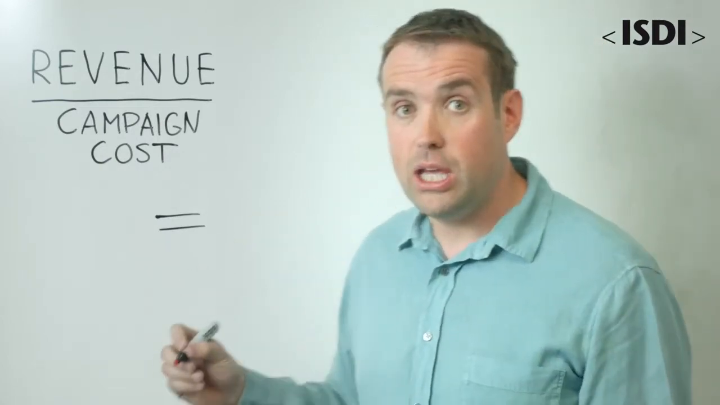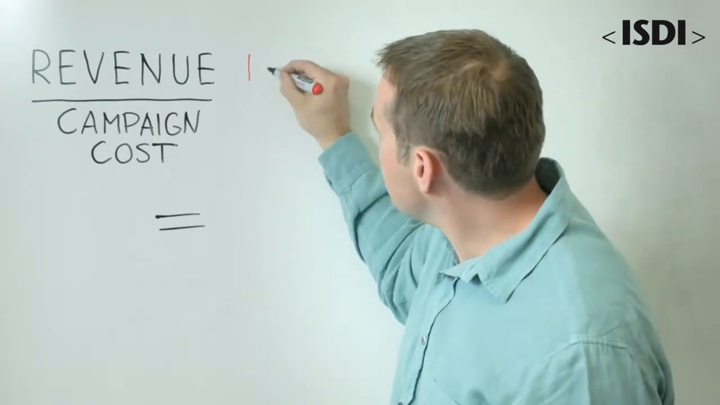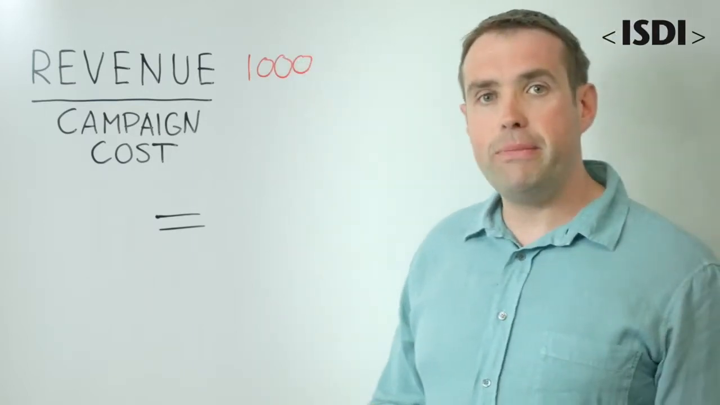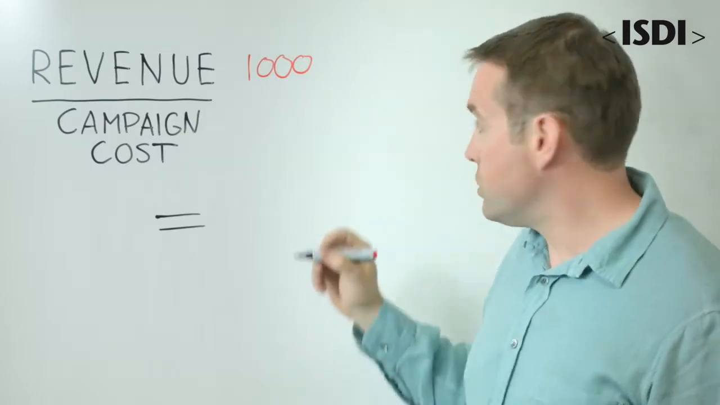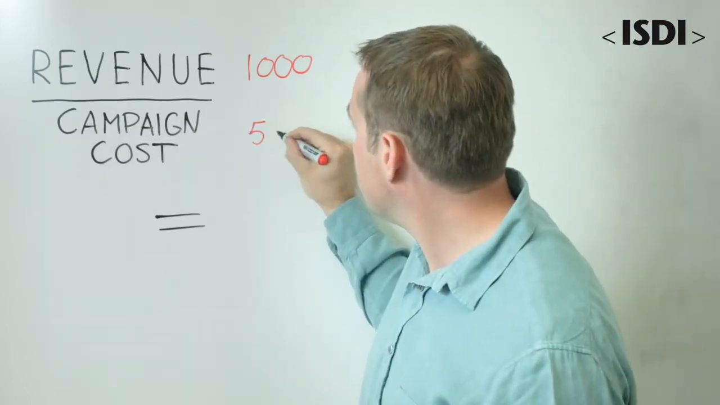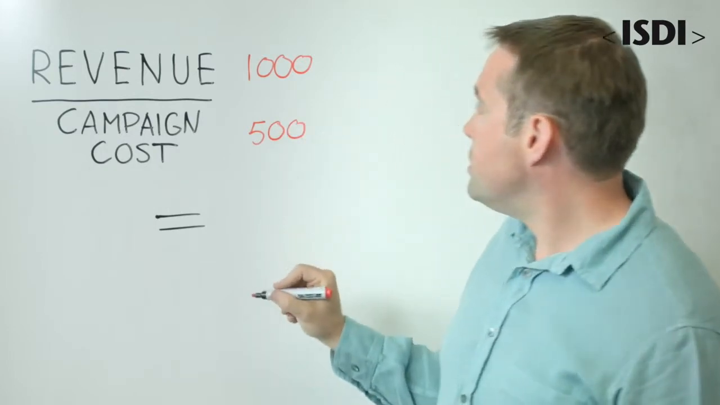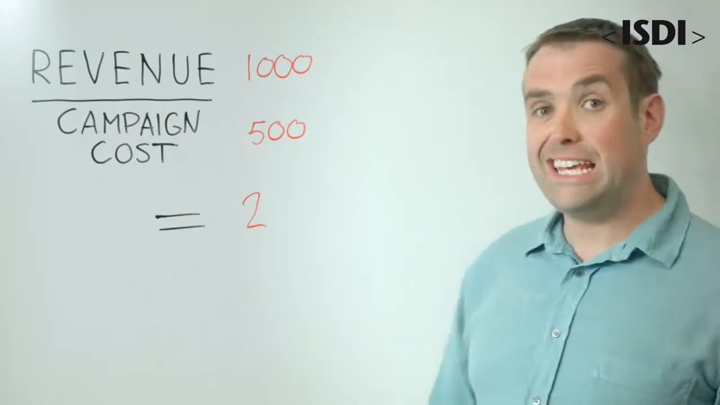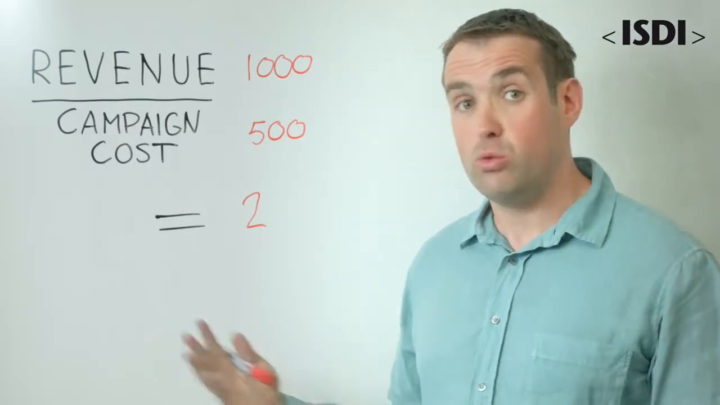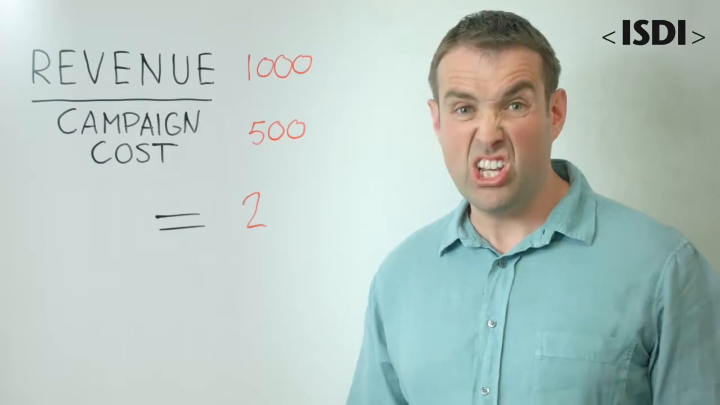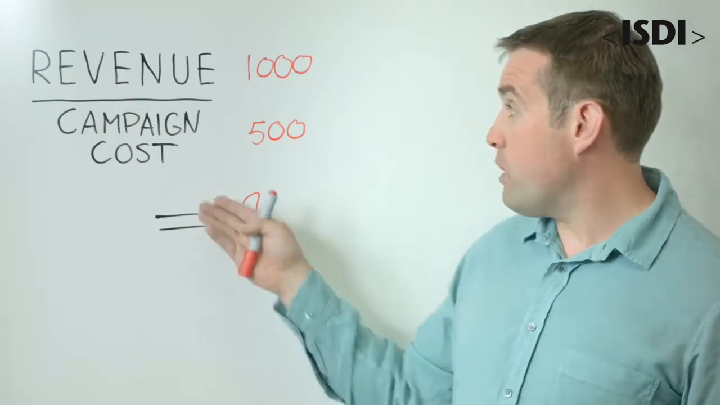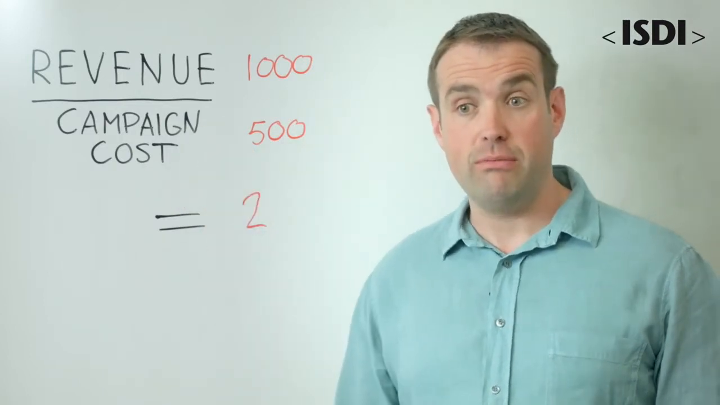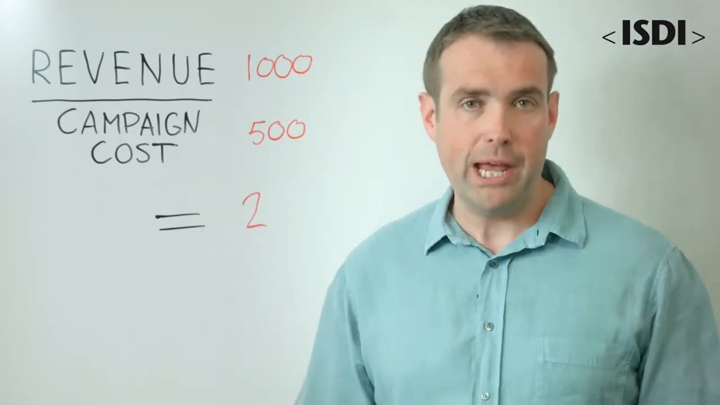So let's put some real numbers into this. Let's imagine that we get 1,000 euros of revenue, and our campaign cost us 500 euros. Okay, so 1,000 over 500 is 2. So that is a positive return on investment. Anything better than 1, better than 100% is good. Roughly, for every euro we spent on the campaign, we've got 2 euros back in revenue. So we'd run that one again.